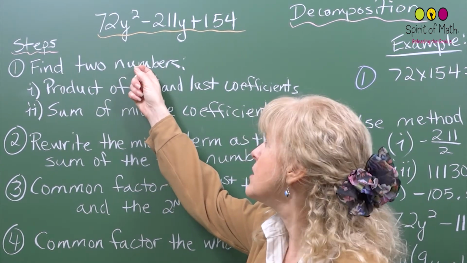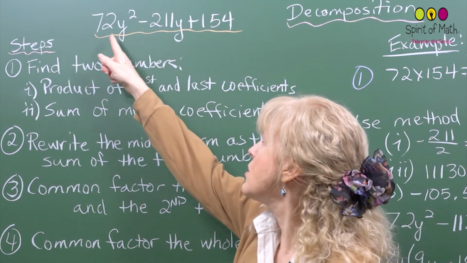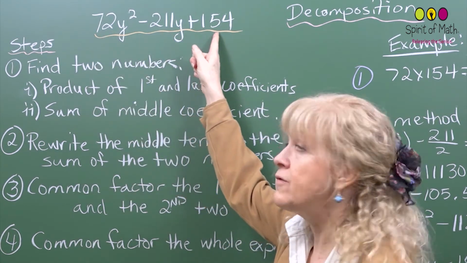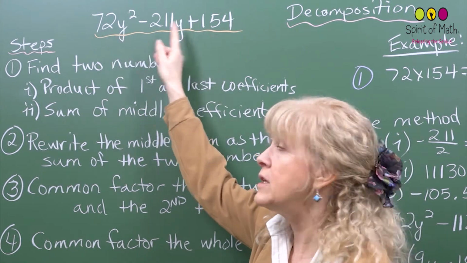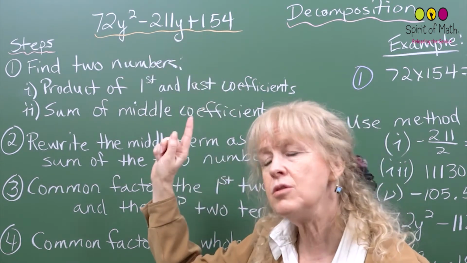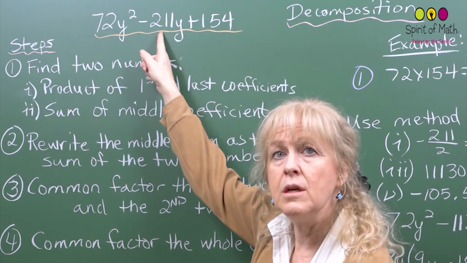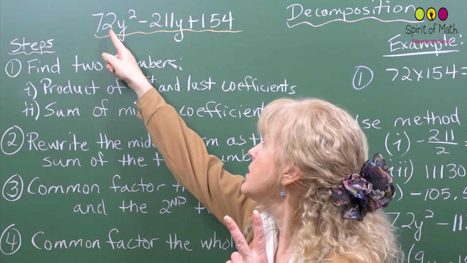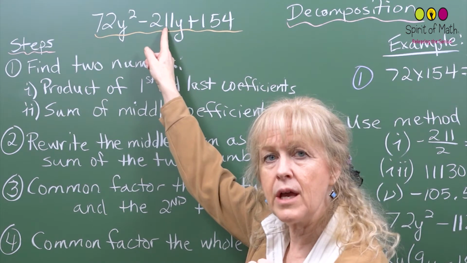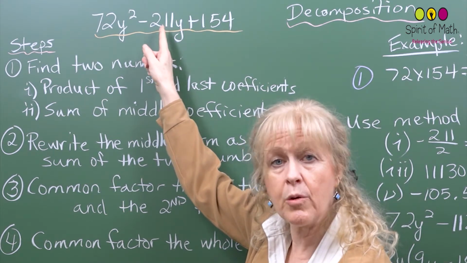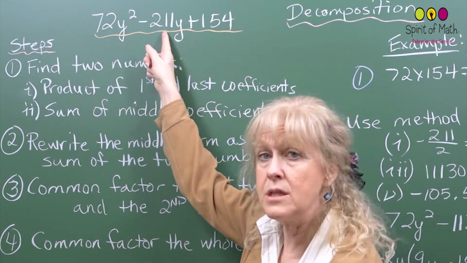This is the first step that you want to do, such that those two numbers are the product of the first and last coefficients. So in other words, 72 times 154, it has to multiply to equal the product of these two. And those same two numbers have to equal the sum of the middle coefficient. So a pair of numbers that multiply to the product of this and add to equal that. Now one may be positive, one may be negative, if both positive or both negative, it doesn't matter, but multiply to this, add to that.